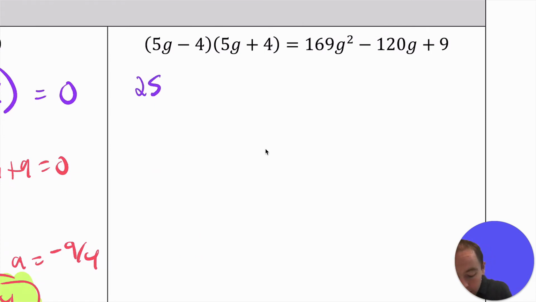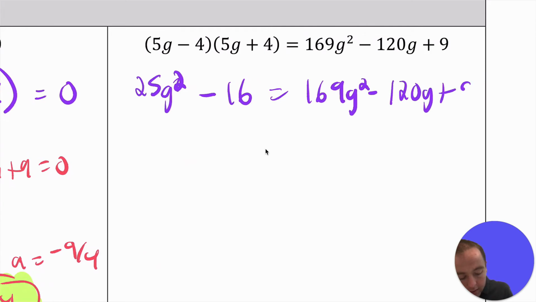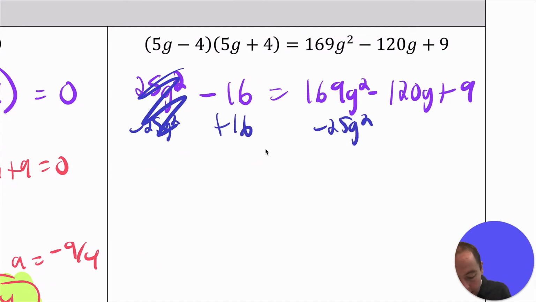So if you expand it, you get 25g squared, and then plus 20g minus 20g simplifies to nothing. Then you just have negative 4 times 4 there, which would be minus 16. And then you still, of course, have these same terms on that right-hand side. If we want to keep the g squared positive, then let's get everything onto this side. So let's subtract 25g squared, and then we'll have to do the same thing to the other side, of course, and then add 16 to cancel that out. So we'll add 16 to that side.